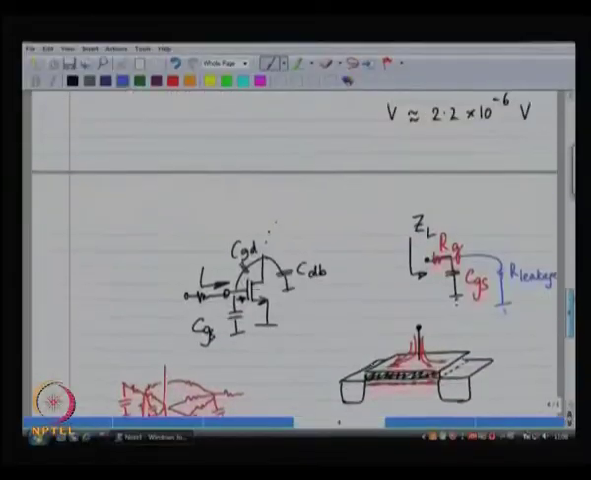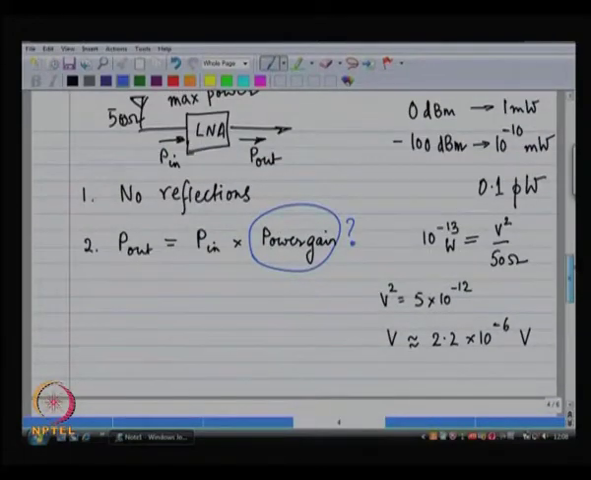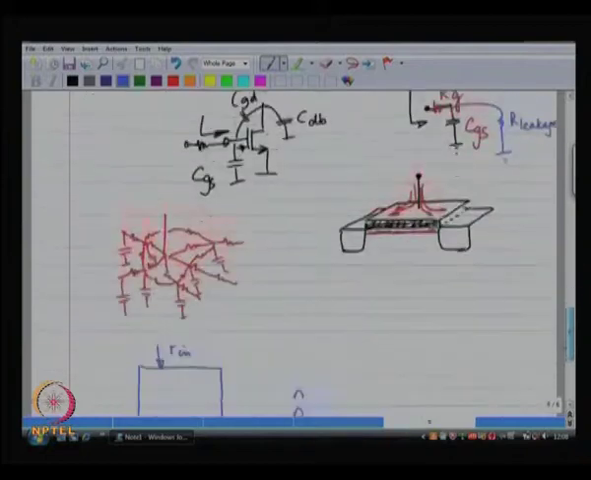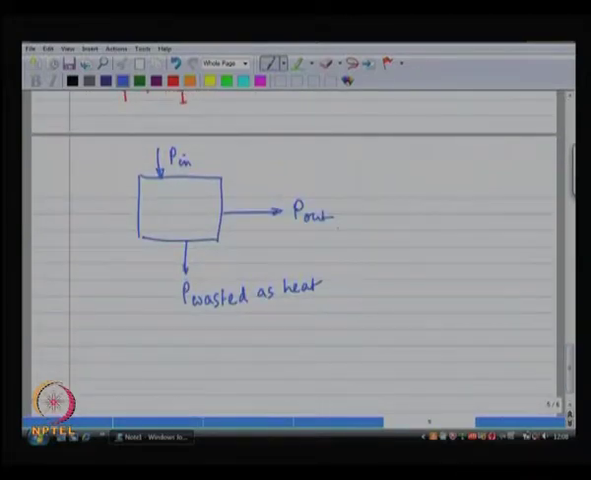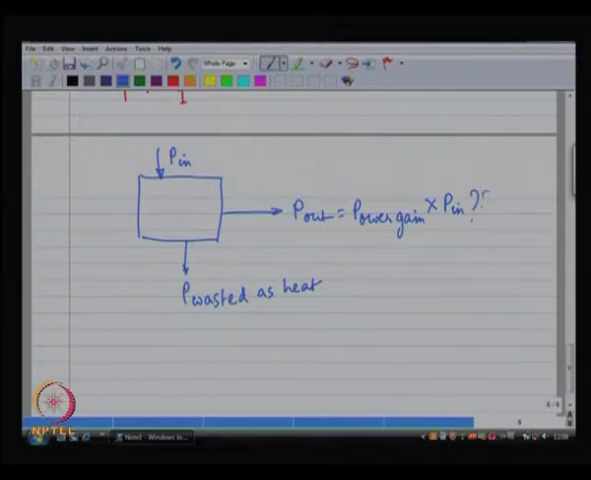So, what on earth is power gain? Power gain I have defined as P out by P in. Looking at this picture, power gain has to be always less than 1, which means it is not a gain, it is a loss. So, what are we talking about here? Anybody? Any ideas what we are talking about here? Well, this is where you have to put things in a little bit of perspective.